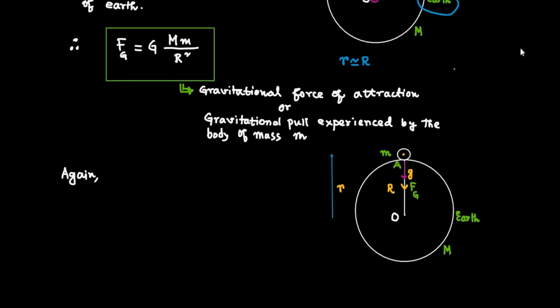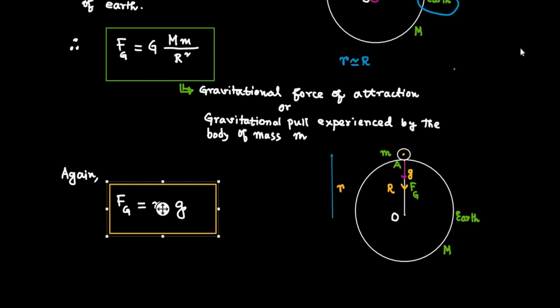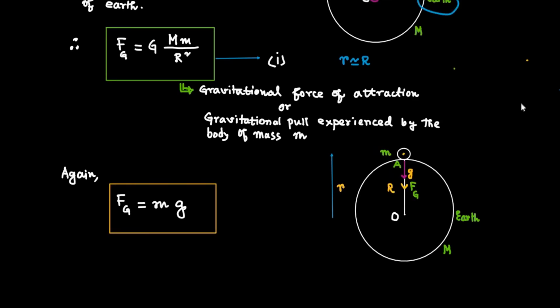Again, the gravitational force Fg equals small m small g, the product of the mass of this body placed on Earth's surface and the acceleration due to gravity, small g. This is equation 1, Fg equals G M m by R square, and Fg equals small m small g is equation 2.